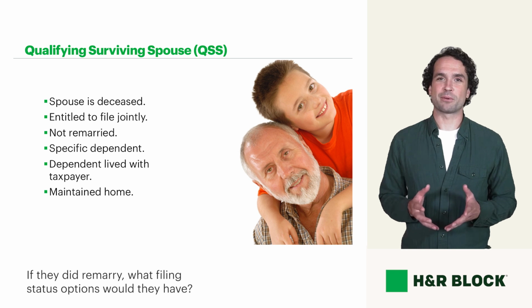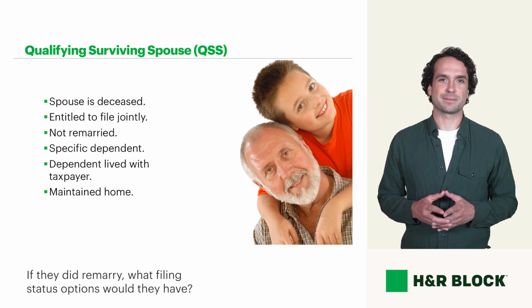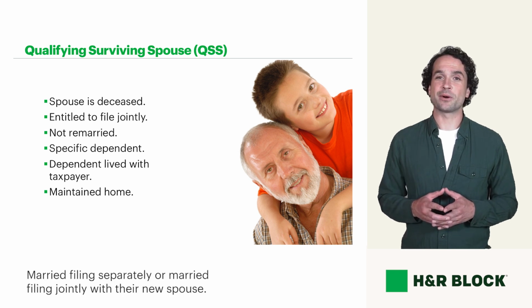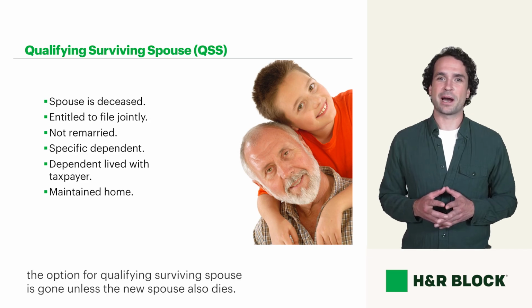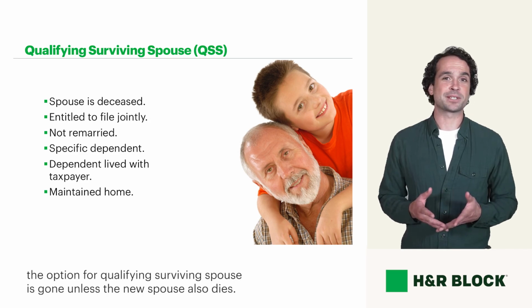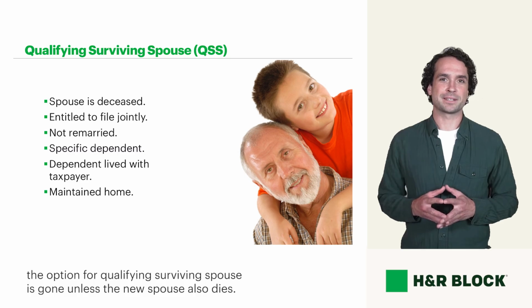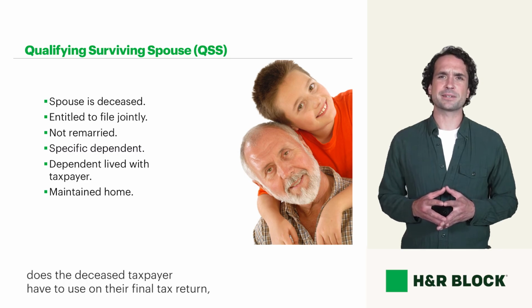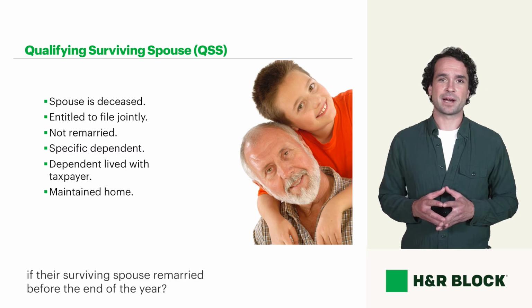If they did remarry, what filing status options would they have? Married filing separately or married filing jointly with their new spouse. Once they remarry, the option for qualifying surviving spouse is gone unless the new spouse also dies. What filing status does the deceased taxpayer have to use on their final tax return if their surviving spouse remarried before the end of the year?